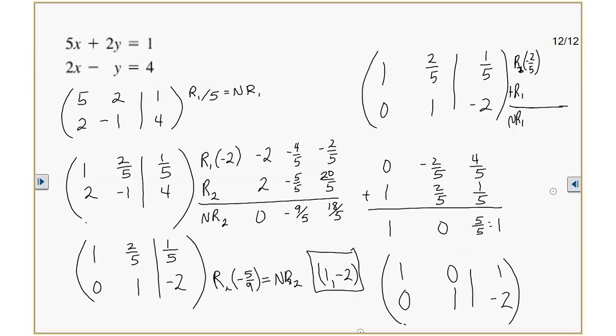All right, now you can use substitution or elimination to check that. Shouldn't take you too long.